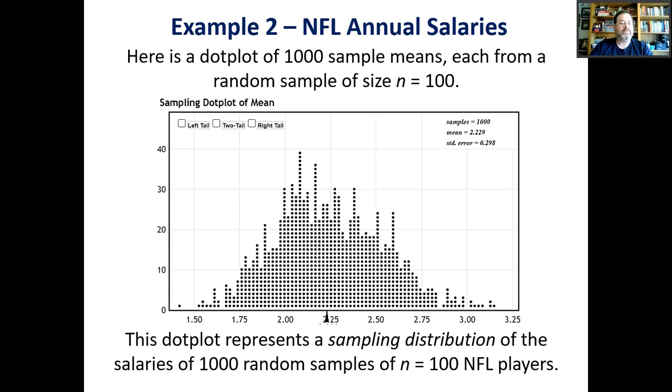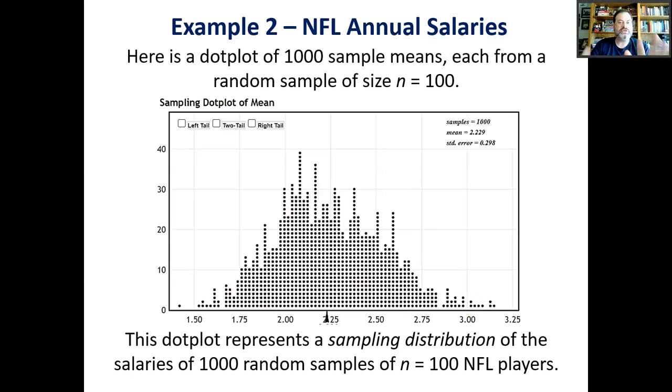And this dot plot represents what we're going to define as a sampling distribution of the salaries of 1,000 random samples of n equals 100 NFL players. And these are all in millions, right? The units here are millions of dollars. So let's think about this. All of these dots are samples of size 100 from the population, and then the sample mean is plotted.